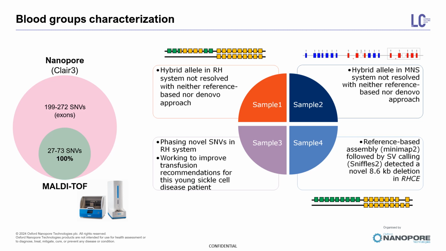However, resolving hybrid alleles in the Rh and MNS system for samples 1 and 2 proved challenging with tools like Sniffles2 and required more advanced analyses beyond the reference-based method. For sample number 3, we successfully phased novel variants in the RHCE gene of a young sickle cell disease patient, thereby enhancing the transfusion guidelines. Finally, for sample number 4, our sequencing data revealed a novel 8.6 kb deletion in the RHCE gene, thereby elucidating a long-lasting, unexplained RHCE genotype-phenotype discrepancy.